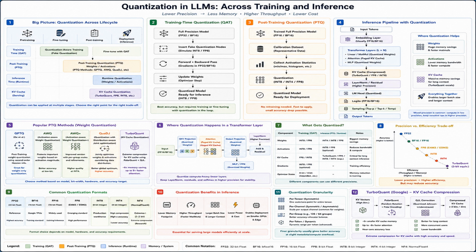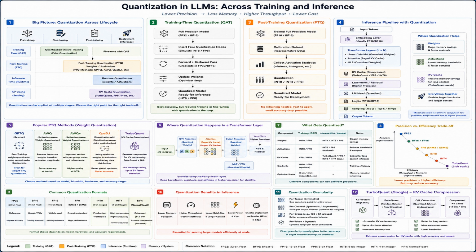Section 3 describes post-training quantization, also known as PTQ. In post-training quantization, a fully trained model is compressed after training. A calibration dataset is used to collect activation statistics like ranges or distributions. Weights and sometimes activations are quantized into lower precision formats like int8 or int4. This approach is fast and widely used in production, but may introduce some accuracy loss.